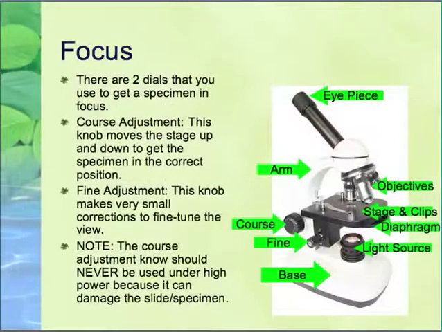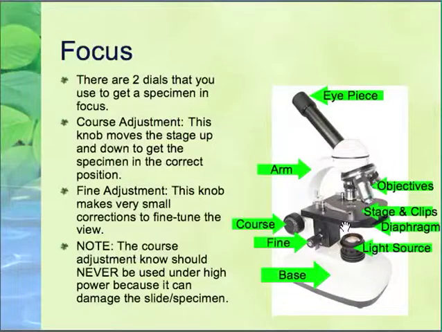Focusing is the next part. You have two major knobs on the microscope. You have a larger knob, which is referred to as the coarse adjustment knob, and you have the smaller knob referred to as the fine adjustment knob. The coarse adjustment knob literally moves the stage up and down. All right, this gets the specimen in position.